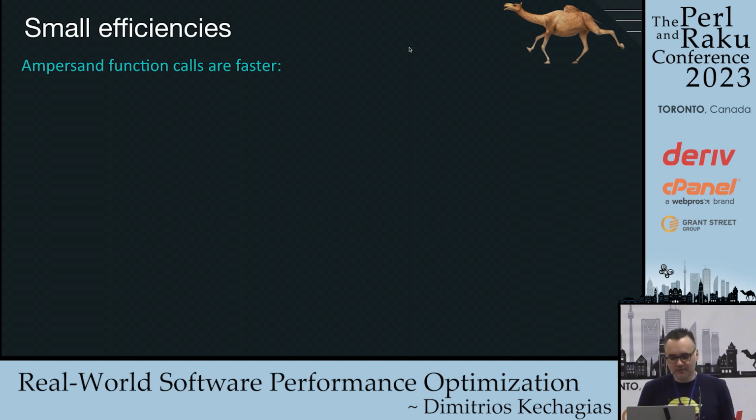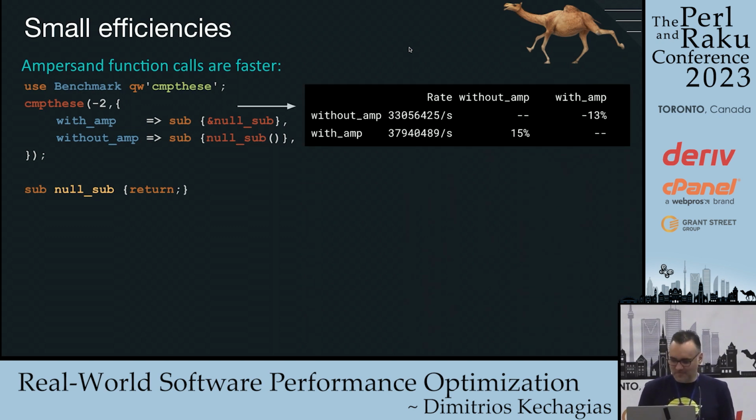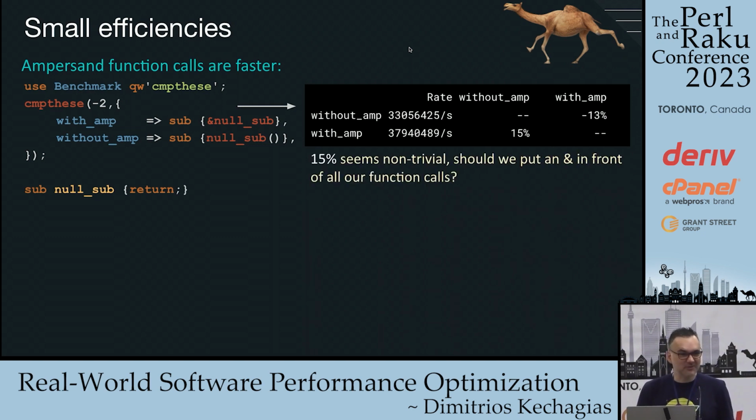When Knuth was talking about small efficiencies, what he could be talking about is, this is an example. I found it quite interesting that the ampersand function calls are faster. So you add the ampersand on the front, and I guess it doesn't have to search all the packages where the function comes from. So it's 15% faster. So 15% is non-trivial as a percentage. Maybe we should add ampersand everywhere when we just removed it from everywhere.